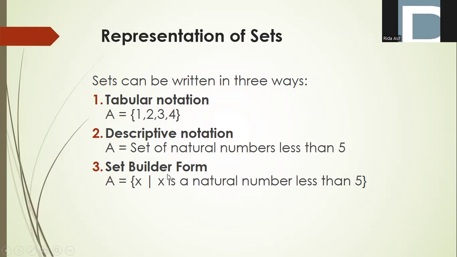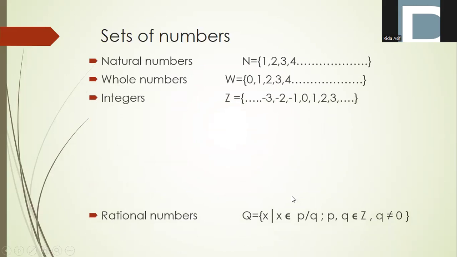Now the last one is set builder form or set builder notation. This third form is like this. How to represent this set? A is equal to, let's read the set with me, students: curly bracket open, X, such that X, here X is used for the elements. X represents the element, right? X such that X is a natural number less than 5, right? So these X are less than 5. This is the set builder form.